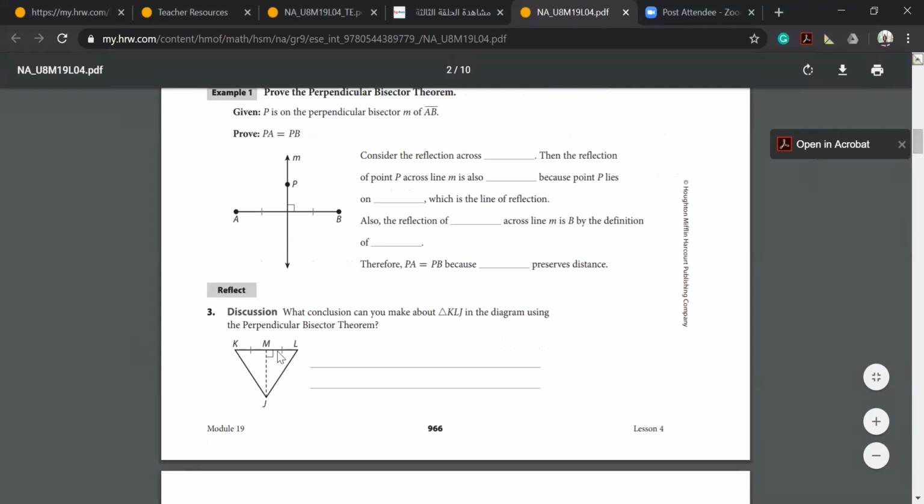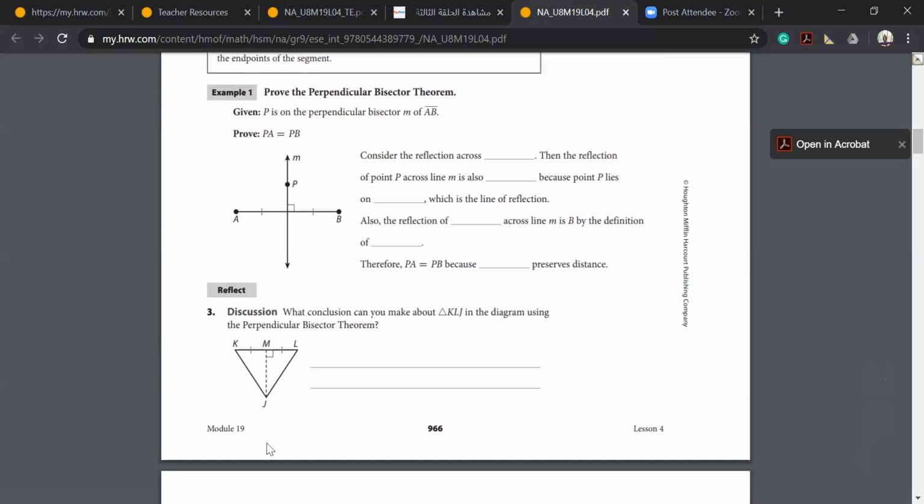What conclusion can you make? Can you see what's happening here? We have line segment KL, and then we have line JM. With the figure, he didn't tell me anything. You have to be careful how to use your eyes. Not everything, girls, should be written in the question. And do not tell me, teacher, he didn't say whatever. You have to use your eyes and see what's happening.